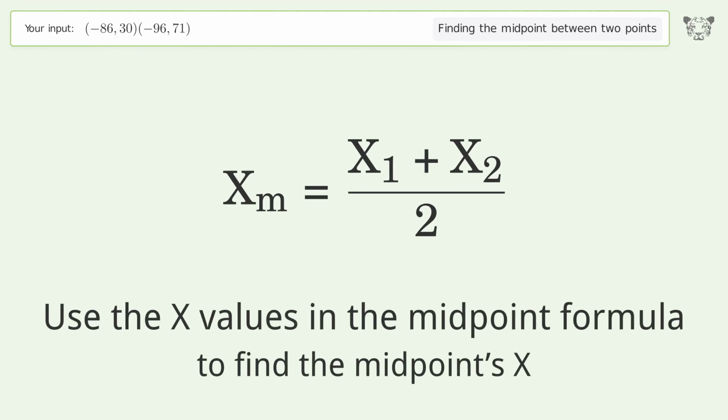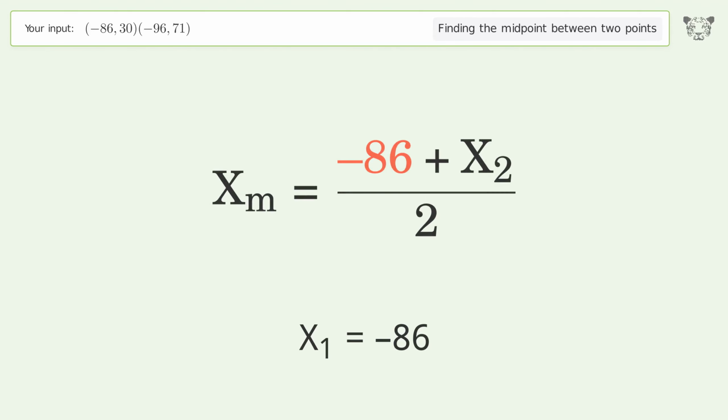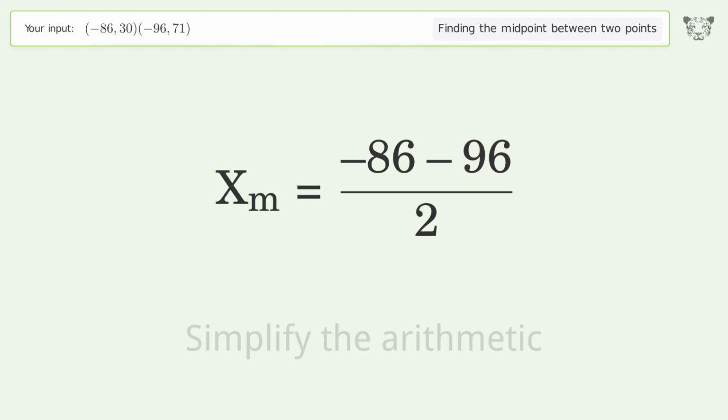Use the x values in the midpoint formula to find the midpoint's x. x1 equals -86. x2 equals -96. Simplify the arithmetic.